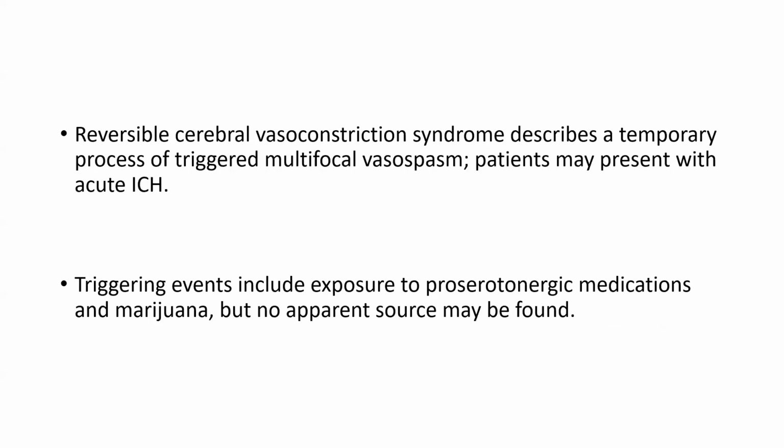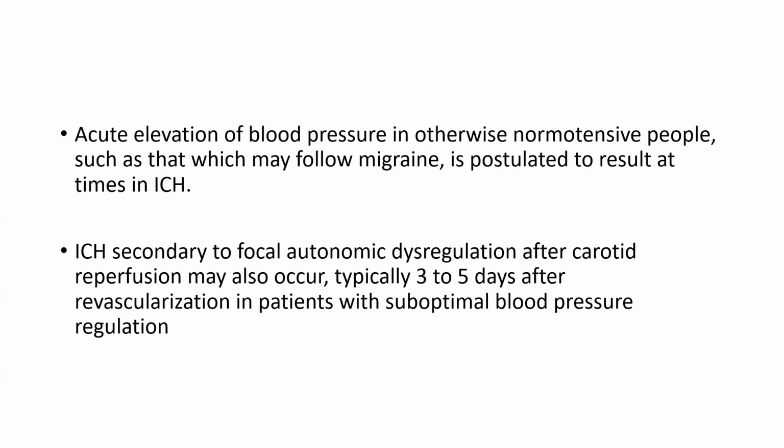Reversible cerebral vasoconstriction syndrome describes the temporary process of triggered multifocal vasospasm, and patient may present with the acute ICH. The triggered event include exposure of the pro-serotonergic medications and marijuana, but no apparent source may be found.